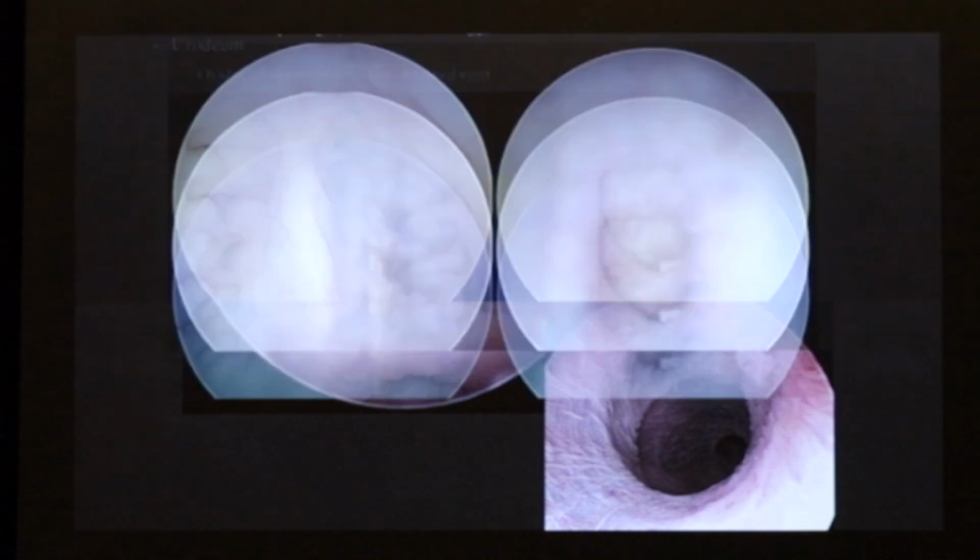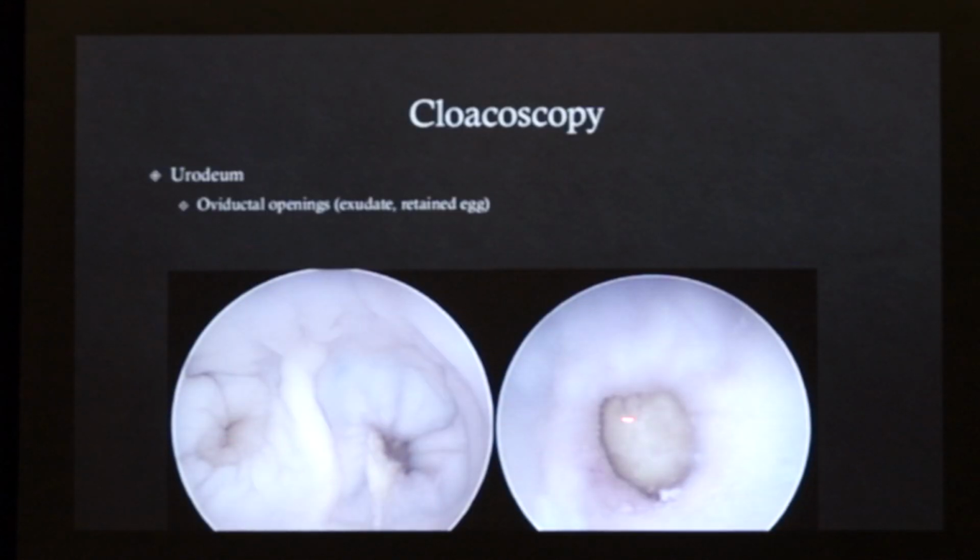So oftentimes if there's maybe 1 or 2 eggs, we may be able to retrieve them with the endoscope this way. And this is a hognose snake that had retained ova, and there was obviously some infection going on there as well.